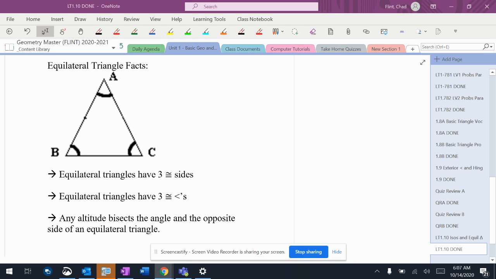Equilateral triangle is actually probably a little easier to deal with than isosceles triangle. It has three sides that are all the same. So 1, 2, 3. It has three angles that are all the same, and they're each 60 degrees. So they're already marked 1, 2, 3.